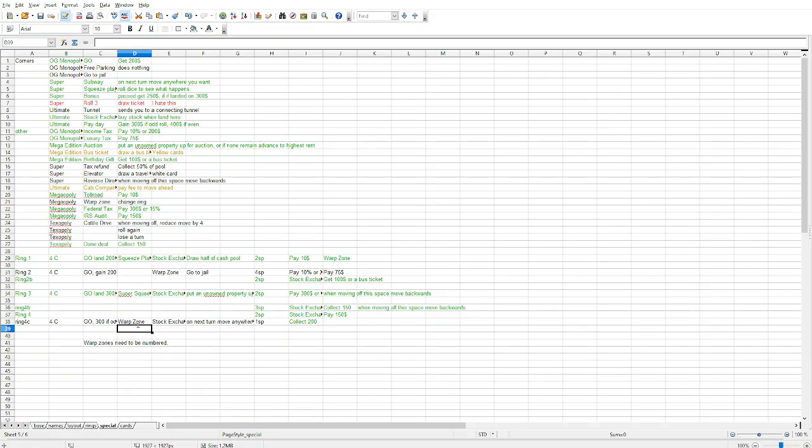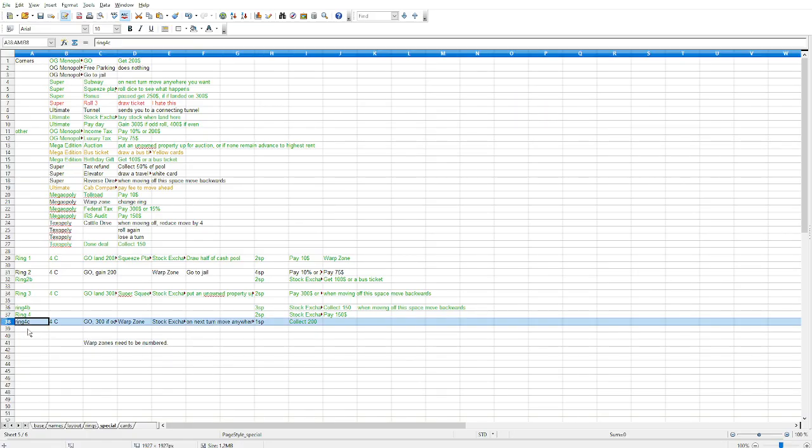Right. I have three spaces that I would like to put warp zones in, but they're too close to each other. I call this good though, because this does have a warp zone and it also has the other stuff in it. Okay.